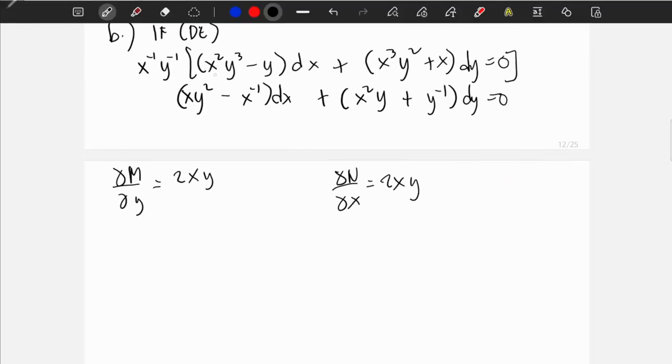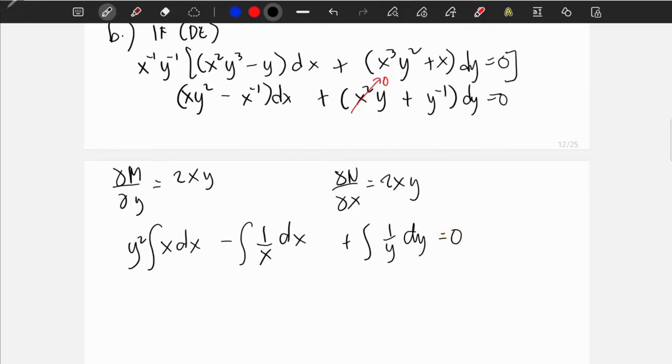So what is constant for this term? The constant is y squared, right? So y squared times the integral of x dx minus, to have a positive power, we will reciprocate the base. So this becomes 1 over x dx. X squared y squared, we have function x, so this is 0. And we will reciprocate the base, so it becomes 1 over y dy equal to 0.